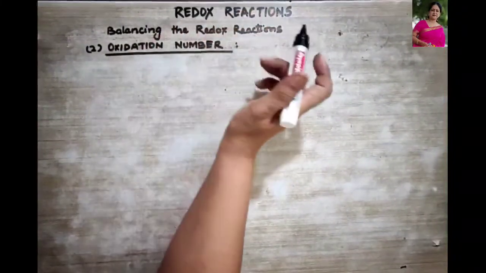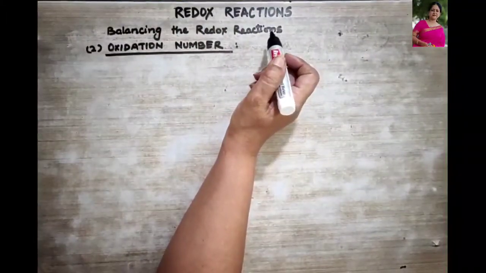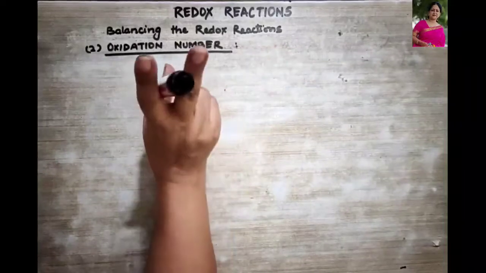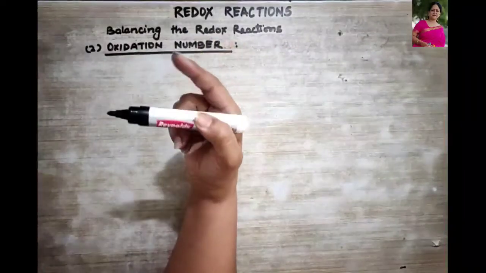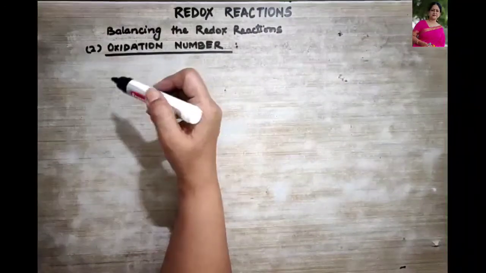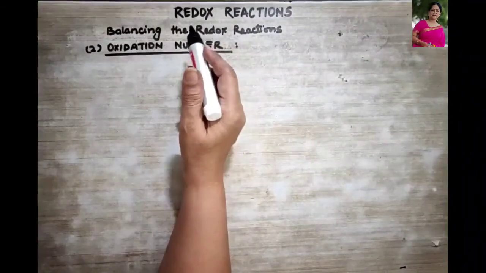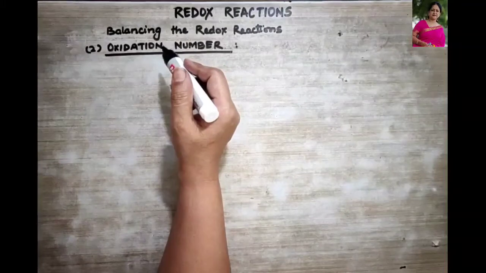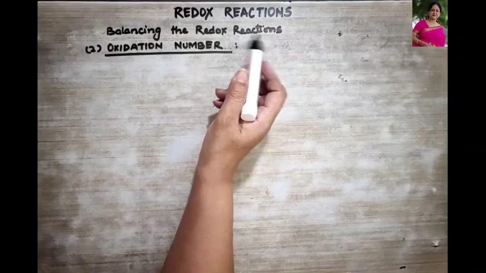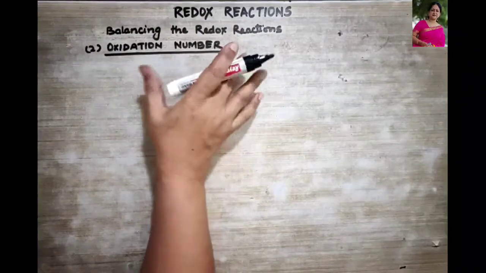We were doing the redox reaction chapter, in which we were trying to understand how to balance the redox reaction. There were two methods. One was the ion electron method and the other is the oxidation number method. The ion electron method we had already discussed before. Today we are going to discuss how to balance the redox reaction by oxidation number.